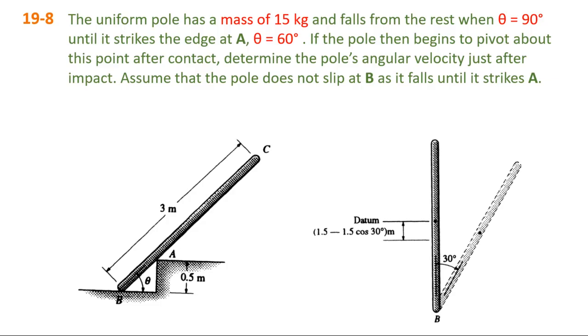And it's going to strike the edge at point A when theta is equal to 60 degrees. If the pole then begins to pivot about point A after the contact, what will be the pole's angular velocity, omega, after the impact? Assume that the pole does not slip at point B as it falls until it strikes at point A.